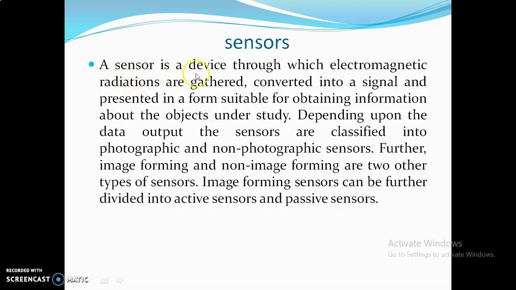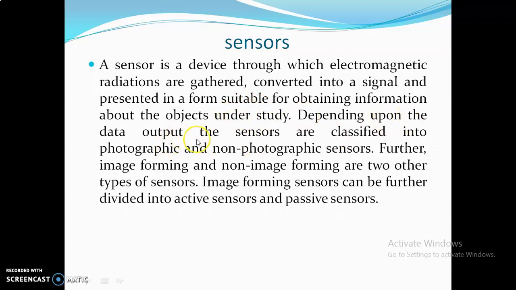Now you see, a sensor is a device through which electromagnetic radiations are gathered, converted into a signal, or presented in a form suitable for obtaining information about the object under study. Means the radiation is collected and converted into signals in such a way that it becomes suitable to get information about the object under study.